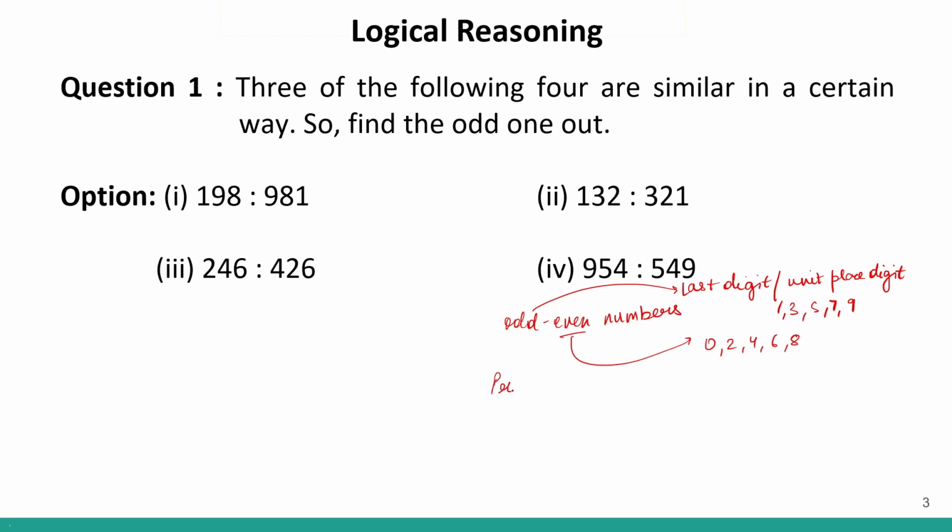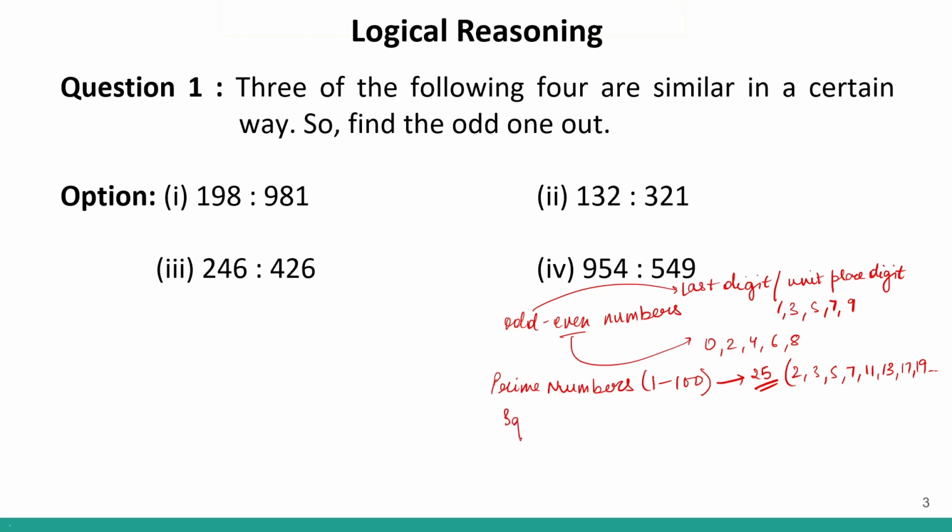Then you should know what prime numbers are. Prime numbers you should know at least from 1 to 100. Between 1 to 100 there are 25 prime numbers. They start with 2, 3, 5, 7, 11, 13, 17, 19, and so on.